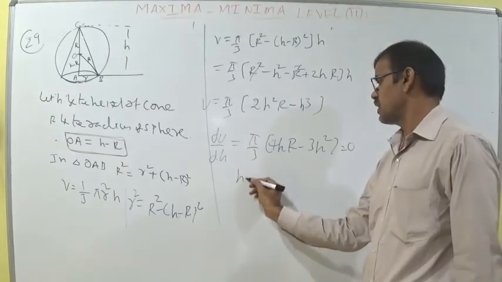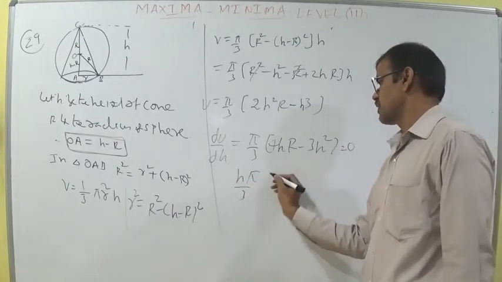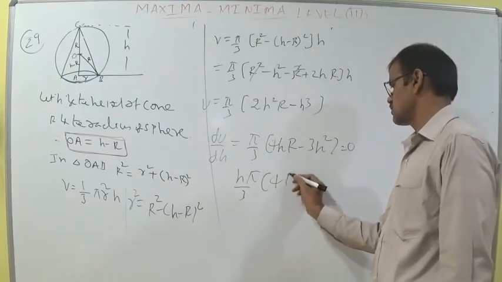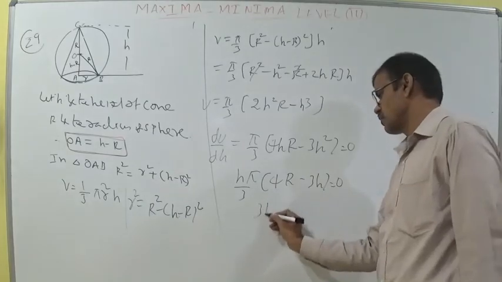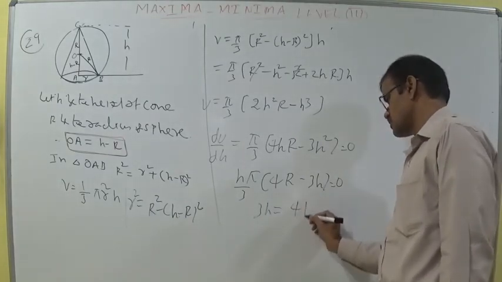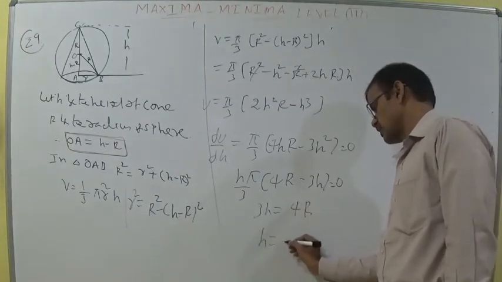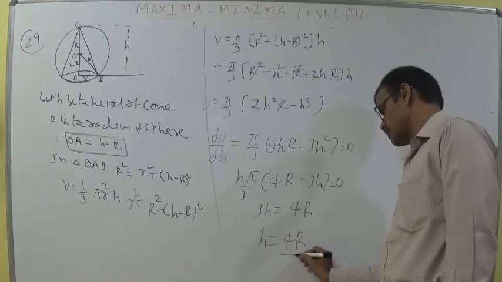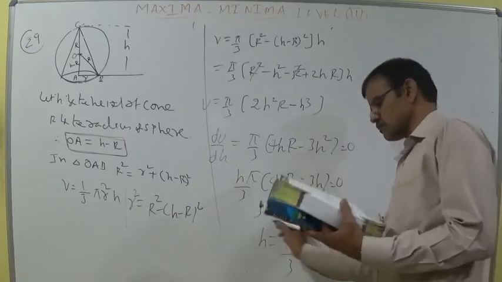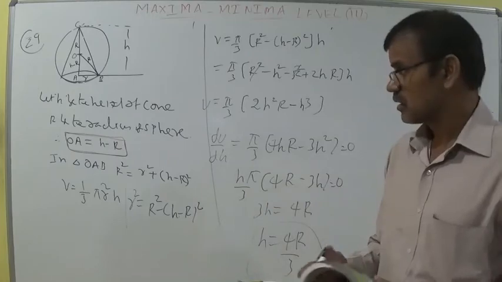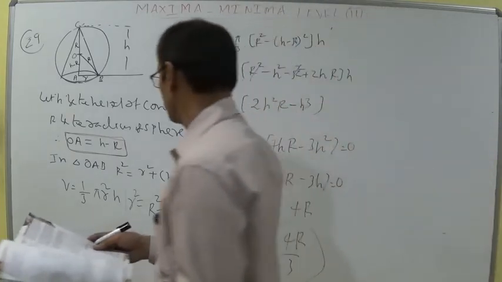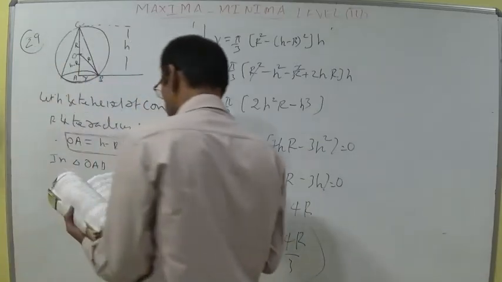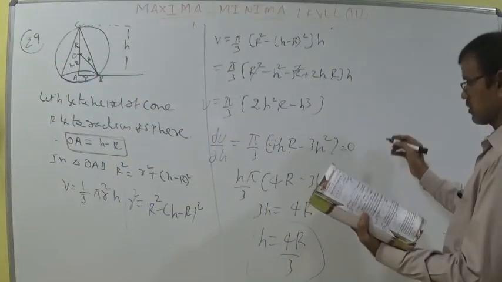We can divide with h pi by 3, into this is 4r minus 3h equal to 0. You can write now 3h is equal to 4r and h is equal to 4r by 3. The height of the cone became now 4r by 3, which is the third option here.